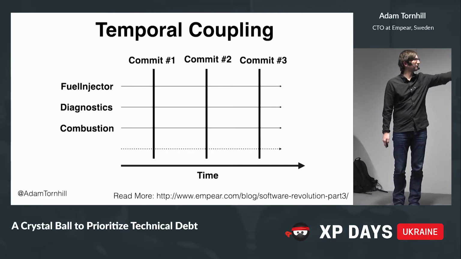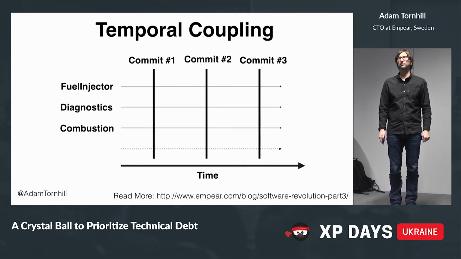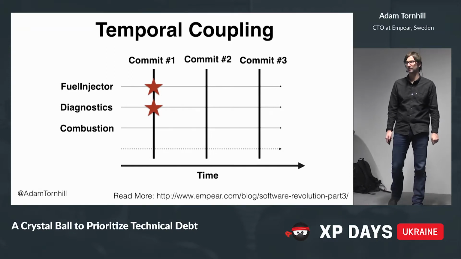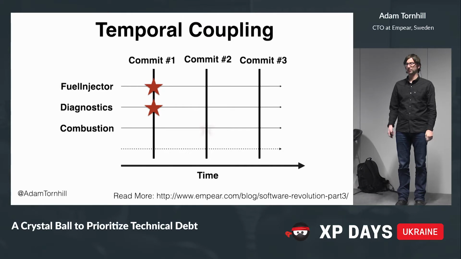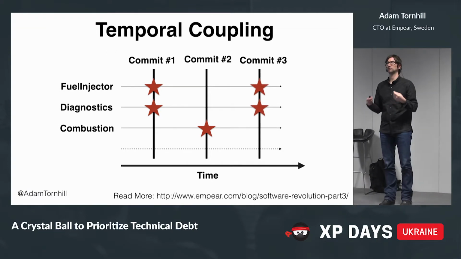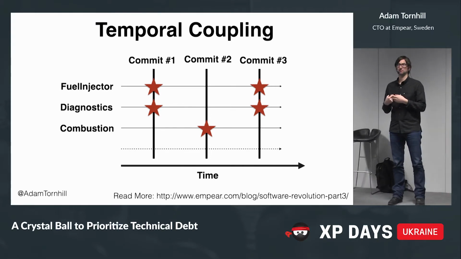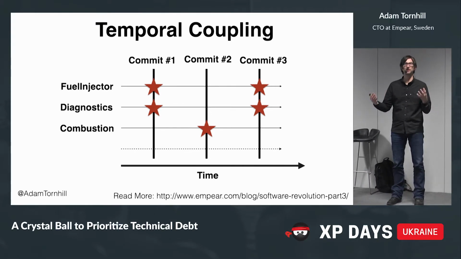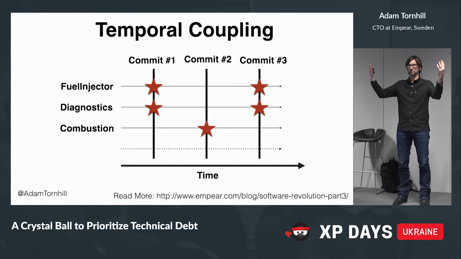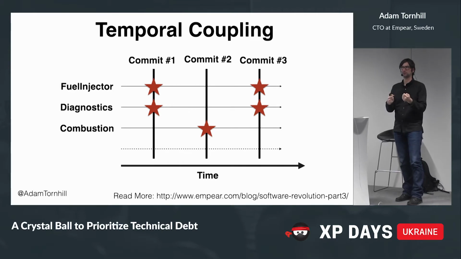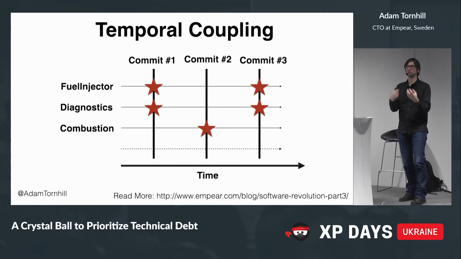In this simple case, we have 3 different subsystems. And we notice that the first time we make a change to the system, we modify the fuel injector and diagnostics module together. The second time we make a change, we modify something else. And the third time, we're back to modifying the fuel injector and diagnostics module together. Now, if this is a trend that continues, there has to be some kind of relationship between the fuel injector and the diagnostics module, because they keep changing together all the time, right? So this is something we can use to uncover the change patterns in architecture, how we as a development organization actually work with the code.